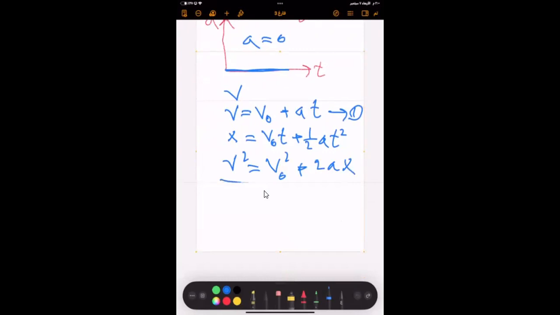What is the importance of this equation? This equation has no time. It's a relation between v and x, the velocity and the position of the object. So we can use it if the time is not given in the problem. These three equations are for a motion of constant acceleration. We use them only when the object is moving with a constant acceleration. Okay, now let us take an example for this problem.